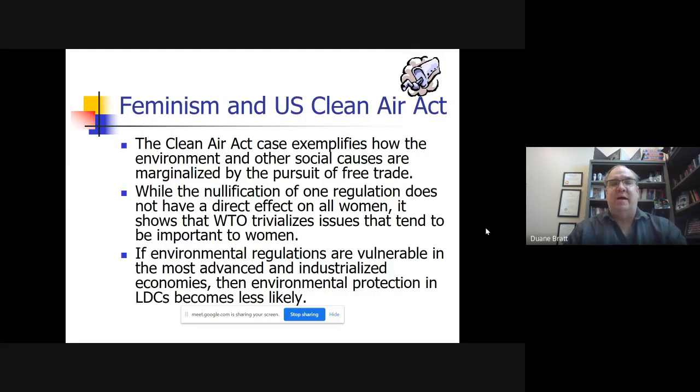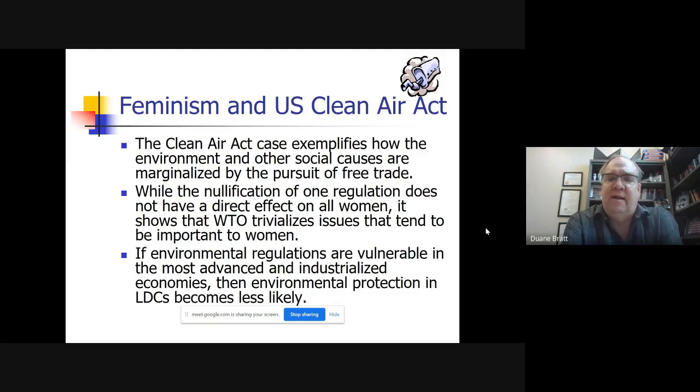The feminist perspective shows that social causes are marginalized in the pursuit of free trade. While this specific case, the nullification of one regulation, does not have a direct effect on all women, it does show that the WTO trivializes issues that are important to women. And we do know that there is a large gender gap when it comes to environmental protection, with more women supporting it, and more men believing that the economy matters more than the environment.